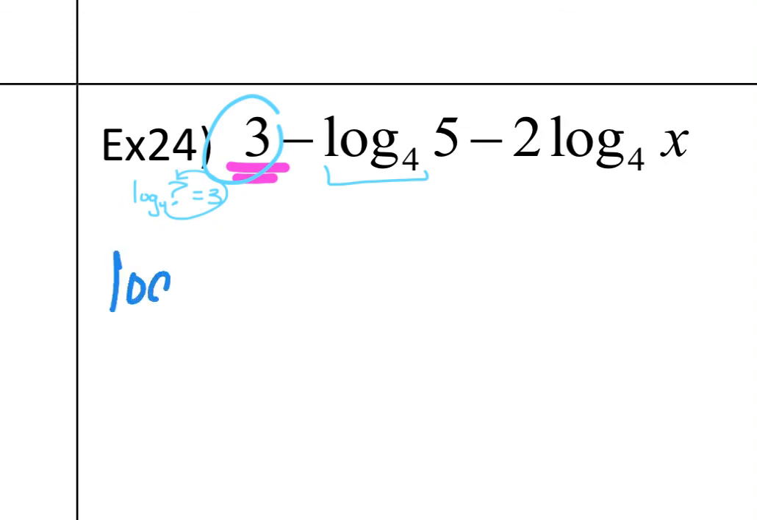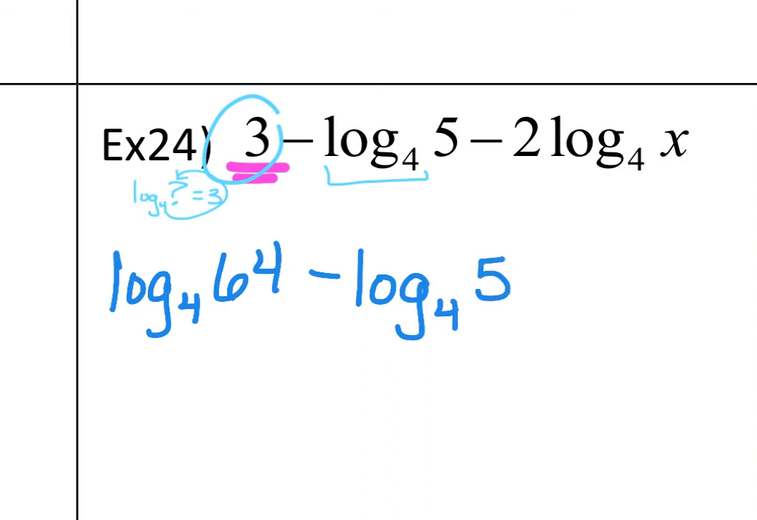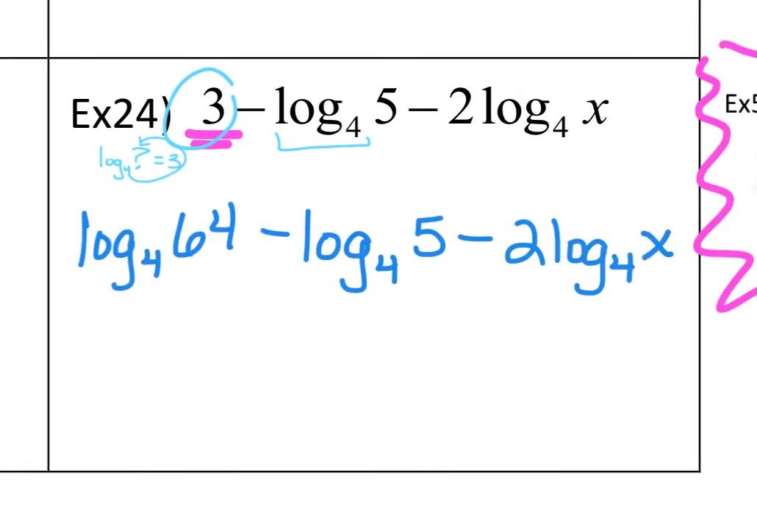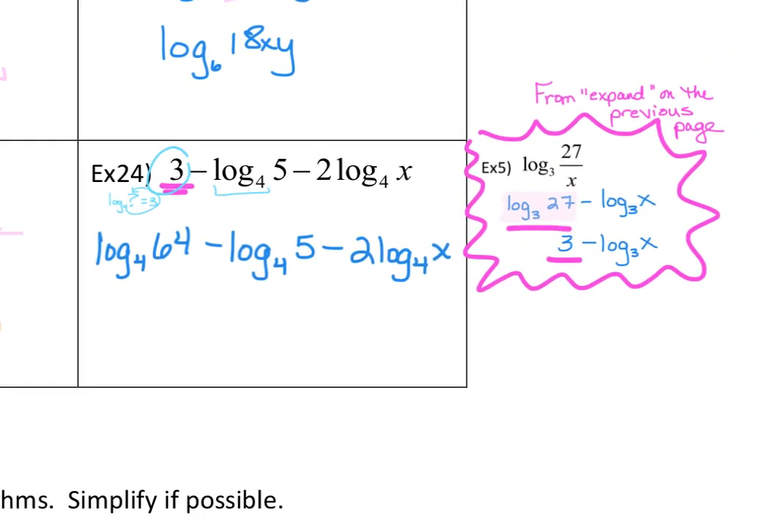So log base 4 of 64 minus, and then we'll deal with the rest of the problem and rewriting it and condensing it in just a second. But I'm going to hold on there for a second and just have you look at that and make sure you understand the forward and backward aspect of what I just did there.